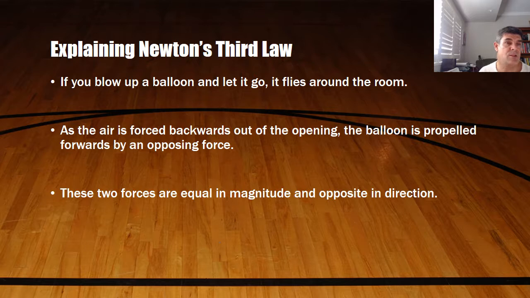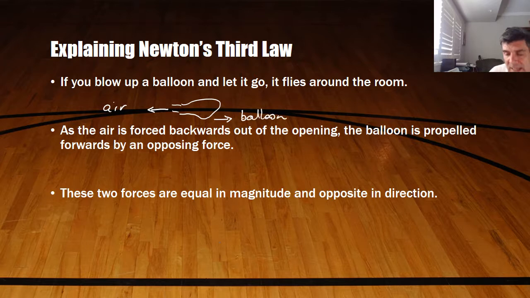Now, how to explain Newton's third law? One of the important applications of Newton's third law is in rocketry. A simple way to look at that is what happens when we blow up a balloon. When we blow up a balloon and let it go, it flies around the room. We've all seen that effect. The air is forced backwards out of the opening, and as a consequence the balloon moves forwards. Some force is driving it forwards despite the fact that the air is moving backwards. So the air goes out and the balloon goes forward.